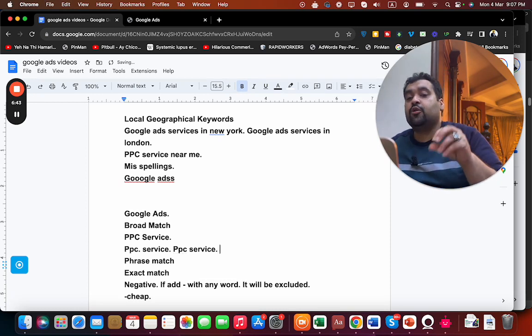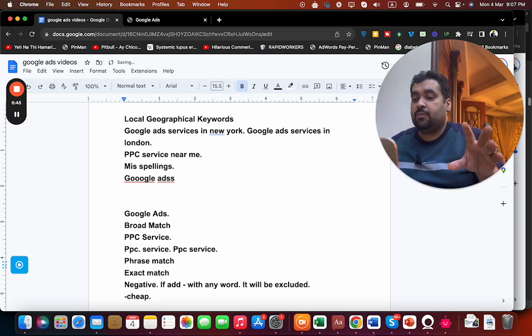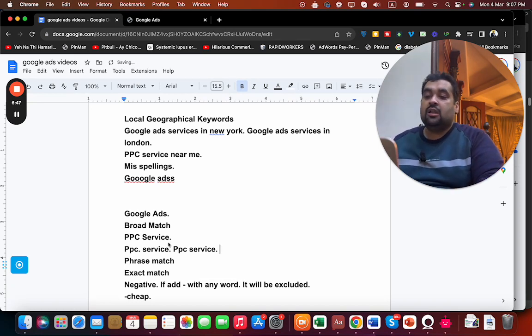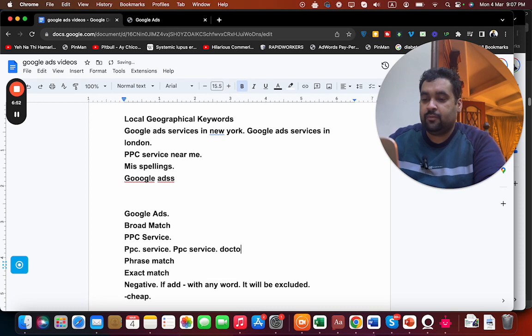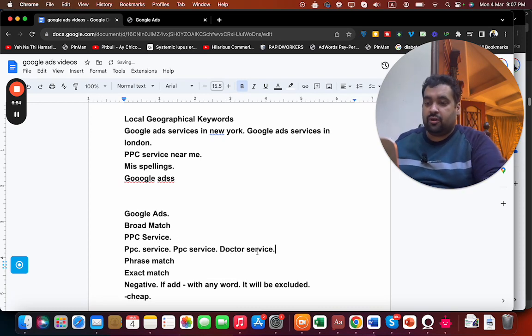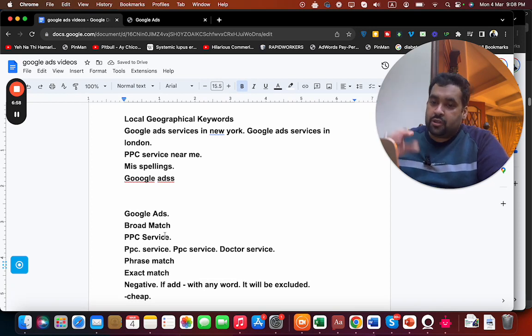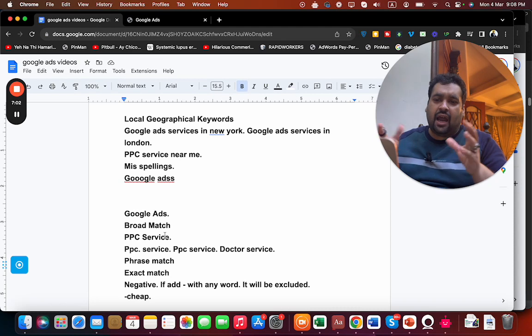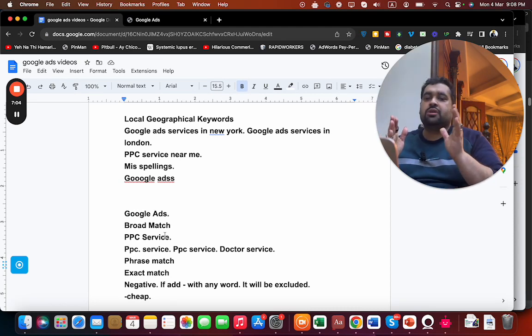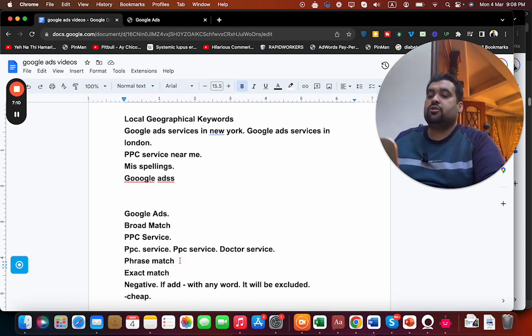In general, I do not recommend people to target broad match, because service can be other things. If someone is searching for doctor service, my ad will be shown because the word service is shown. So if any part of the query is searched by a user, your ad will be shown. That is actually a mess, and that will generate very irrelevant traffic. So I do not recommend targeting broad match, but my recommendation is to target phrase match or exact match.